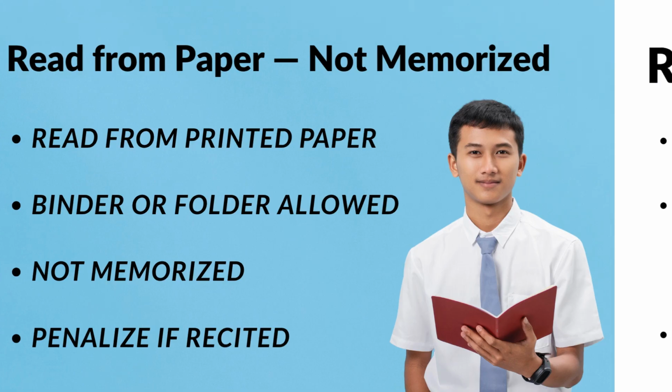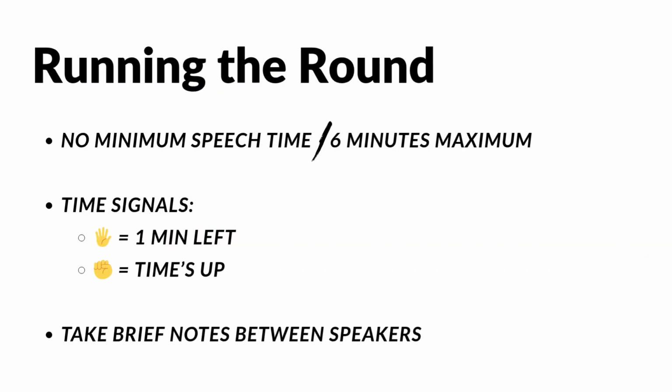In oral reading, there's no minimum time limit, but students may not go over 6 minutes. If they do, apply a 1-rank penalty in your results. You'll give 2 time signals. When 1 minute remains, hold up an open hand. When time is up, hold up a closed fist. Feel free to use different time signals, just make sure you tell the student what they are.